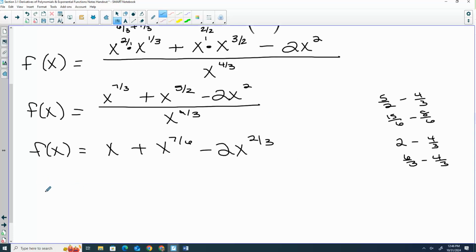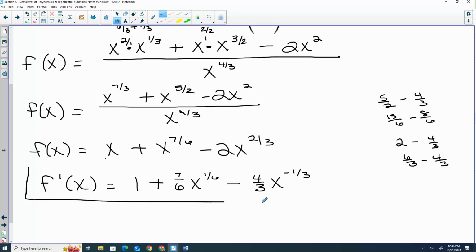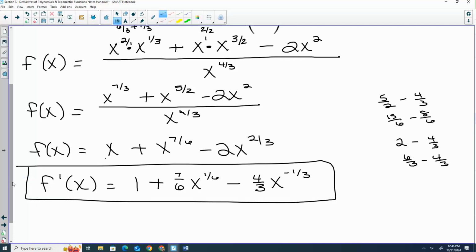Now when I do this derivative, what is the derivative of x? Plus, okay, this one is 7/6 x. If you subtract 1, so 7/6 minus 6/6, minus 2 times 2/3 x, 2/3 minus 1, so 2/3 minus 3/3, negative 1/3. We do not care anymore if we have negative exponents or anything like that. We don't have to rewrite it. That is our answer.